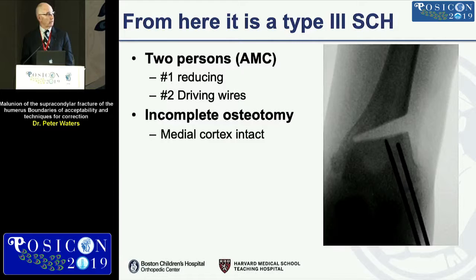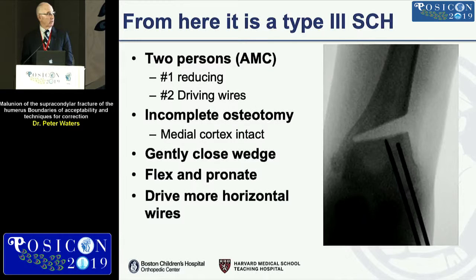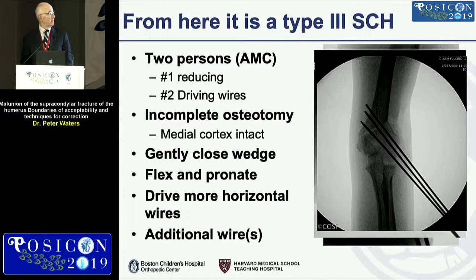Medial cortex is intact. You gently close the wedge. You flex and pronate like you would a supracondylar fracture, and then you drive your wires, which will now be a bit more horizontal because of the closing wedge. And then you add additional wires if you need to. It looks like a supracondylar pinning, so you're still in a flexed elbow. You put your pins across. If you need to, you add some more wires. Don't over-penetrate on the opposite side, and you can see it just closes down nicely, and now it looks like a distal humerus metaphysis again.